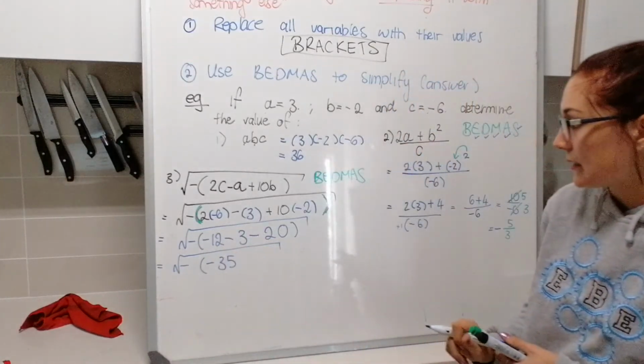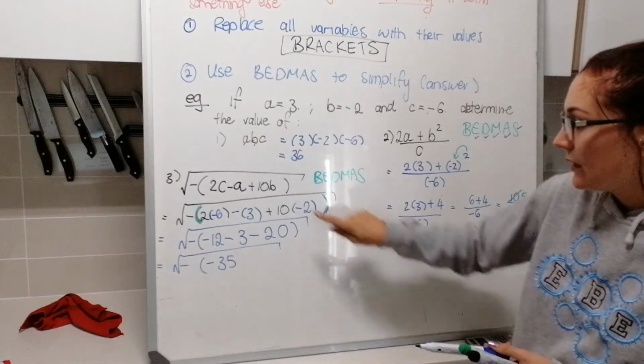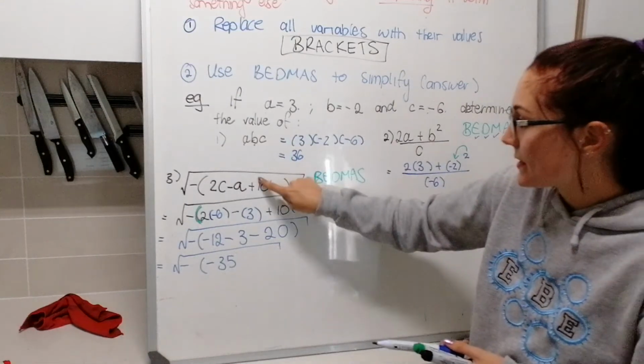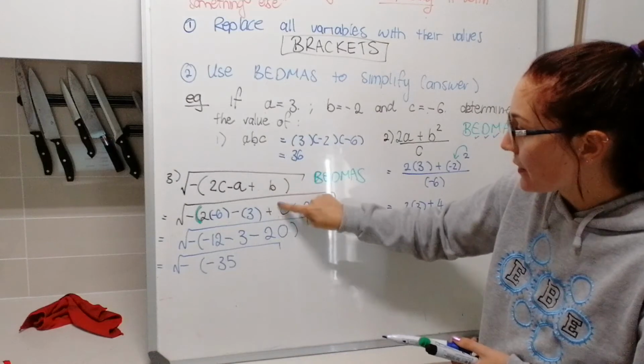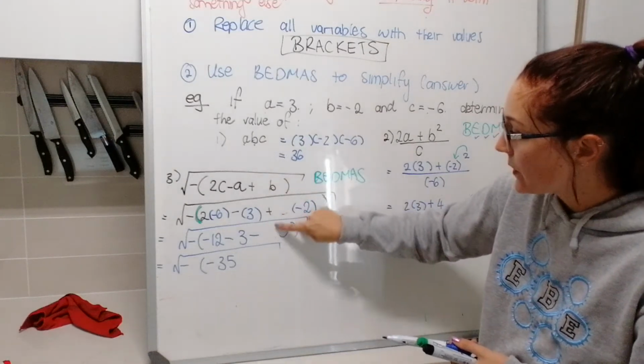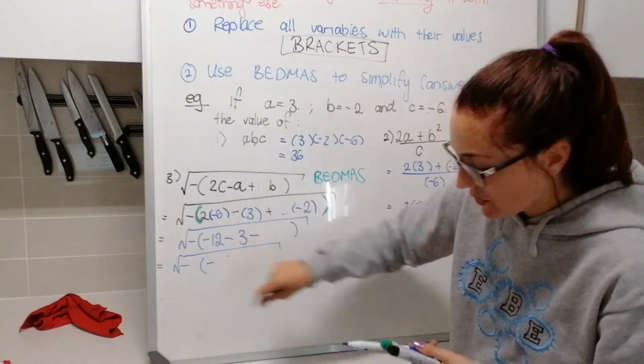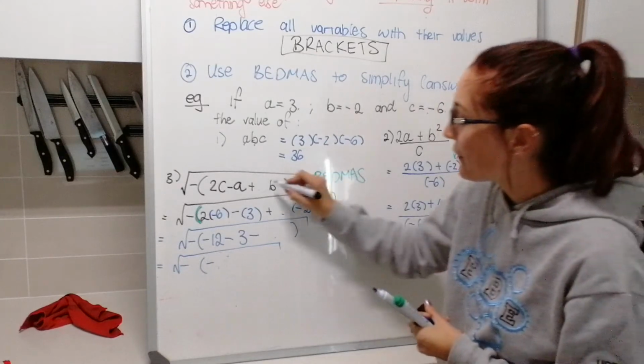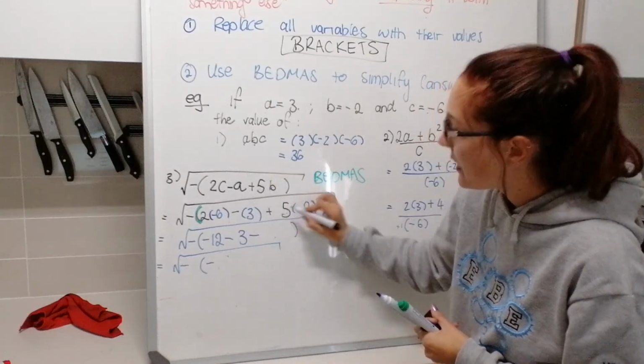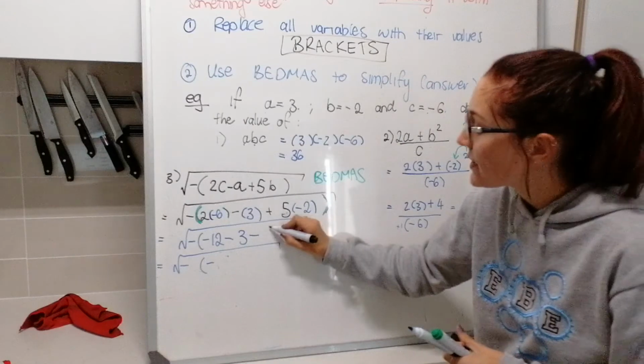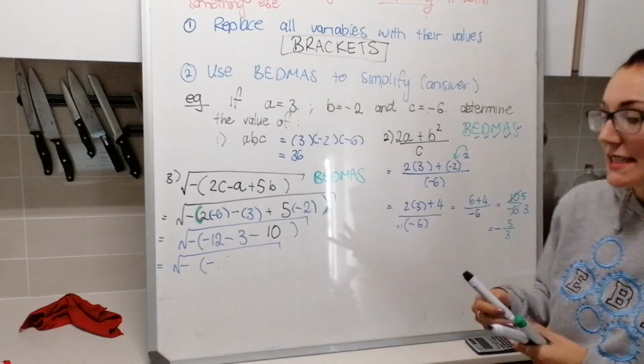Oh, I made a mistake. Sorry guys, I made a mistake in the question. That should be a 5. I'm sorry. Okay, so I'm just going to quickly fix it. That should have been a 5. So it's 5 there. 5 times negative 2 is negative 10. Sorry, I wanted it to be 10.